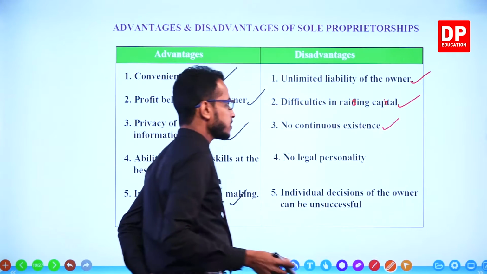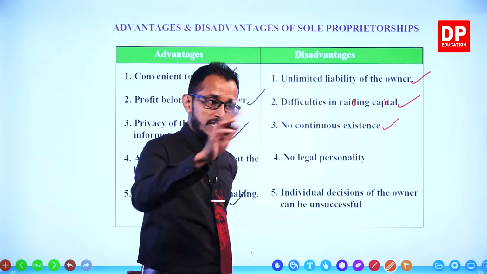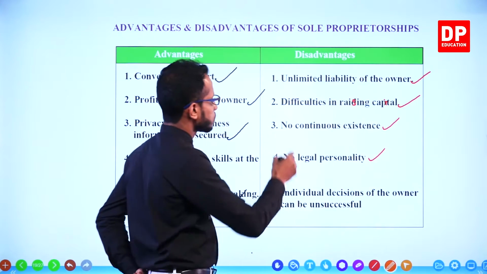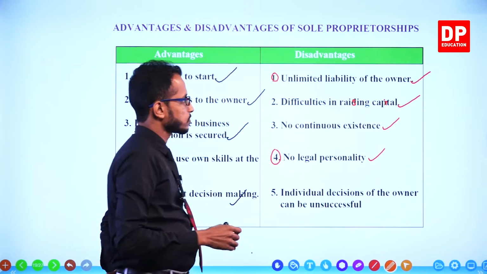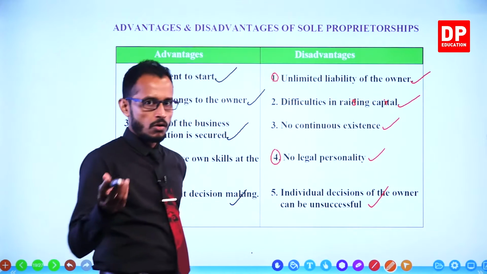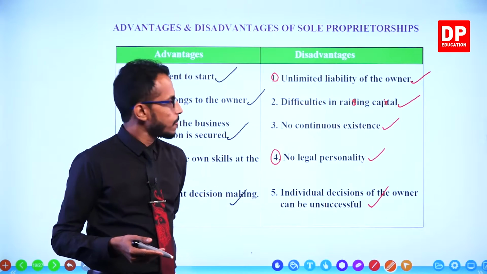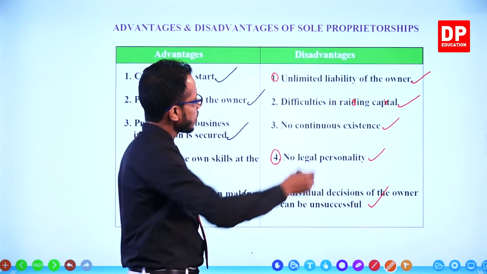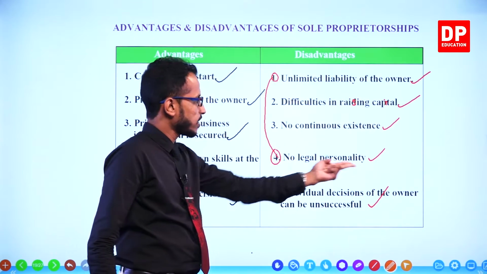No continuous existence, that is a disadvantage. If something happens to the owner, business is finished, gone. No legal personality. These two are connected. Individual decisions of the owner can go wrong. That is a disadvantage. Okay, so 5 advantages, 5 disadvantages. Mainly remember these 2. Unlimited liability, no legal personality.